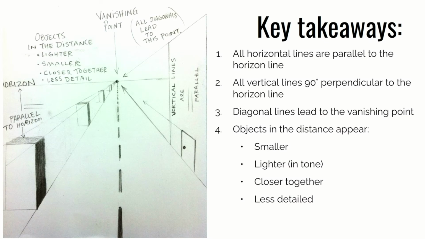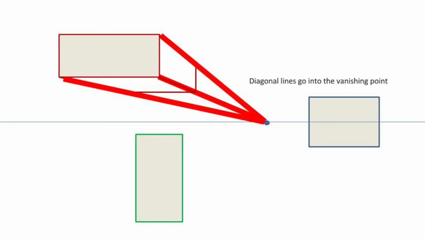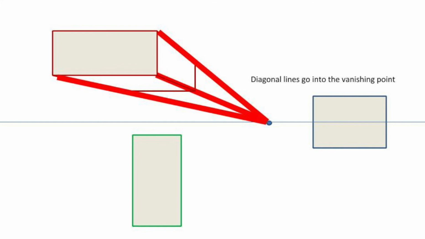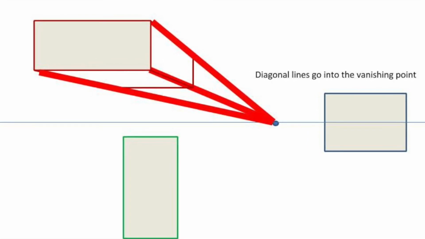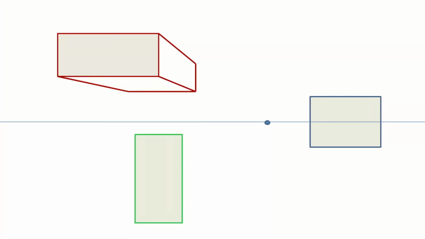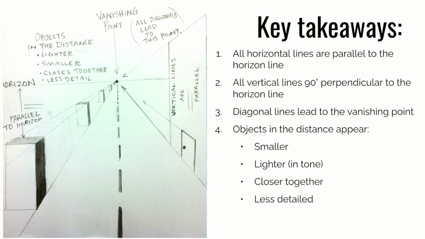The diagonal lines, however, the ones that are making up the 3D or the third side of the rectangle, appear to lead to the vanishing point. That's what makes it look like it's vanishing into space. Objects in the distance appear smaller, lighter in tone, less detailed, and closer together.